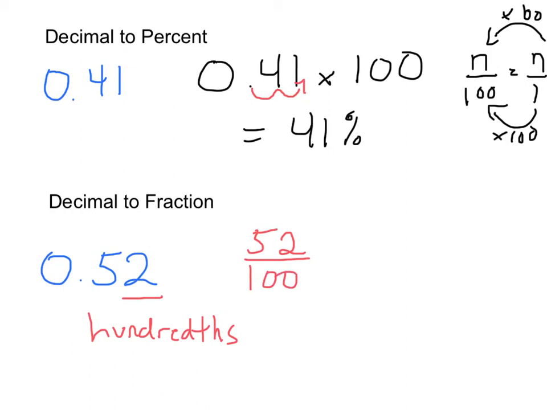Now that's not in lowest terms, so I know I can divide both of these by 2 because they're even numbers. That's going to get me 26 over 50. I can still divide those by 2, which gets me 13 out of 25. The key here again is just to look at what place this falls in and then write the whole number over this number.